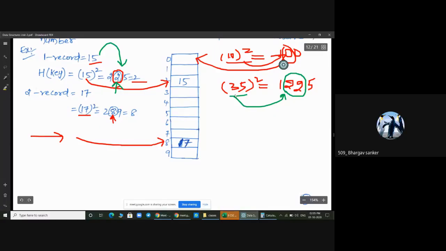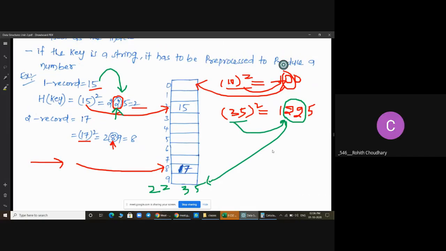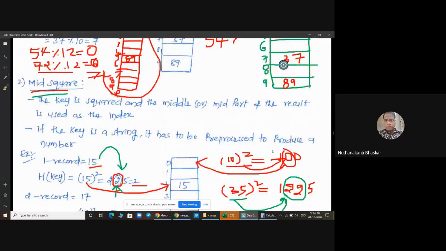This 35, where do you have to insert it? At the position of 22, you are going to insert. Even when searching, when you want to search this 35, you square it, find the middle number, and with only one comparison, you are going to find it. Understand? Any doubts here in this mid square method?